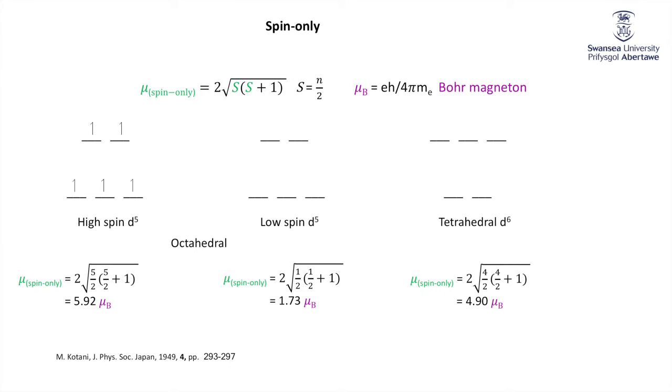So here is calculated. Now, there are 5 unpaired electrons within the high spin d5, and as such, using the calculations, we'll have 5.92 Bohr magnetons. In the low spin d5, where there's only 1 unpaired electron, we'll only have 1.73 Bohr magnetons for the magnetic moment. Now, in a tetrahedral d6, yet again there are 4 unpaired electrons, obviously high spin. There's going to be 4.9 Bohr magnetons for the magnetic moment.